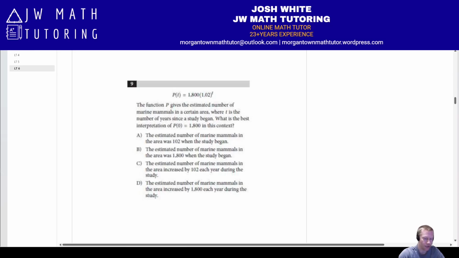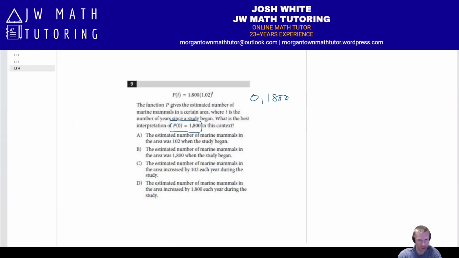Next up, question number 9. Here you have an exponential function, and they want to know, what does p of 0 equals 1800 mean? What you basically interpret here is really a point. It's really (0, 1800). Notice 0 here stands for t. So t equals 0.